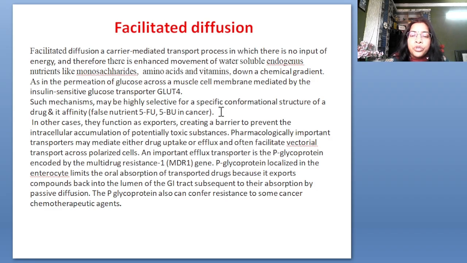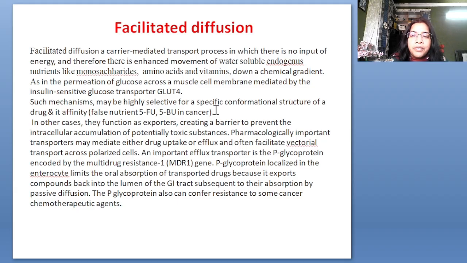For example, the anti-cancer drugs 5-fluorouracil and 5-bromouracil work through this mechanism. They act as a false nutrient for transport. In other cases, transporters function as exporters, creating a barrier to prevent the intracellular accumulation of potentially toxic substances. Pharmacologically important transporters may mediate either drug uptake or efflux and often facilitate vectorial transport across polarized cells.